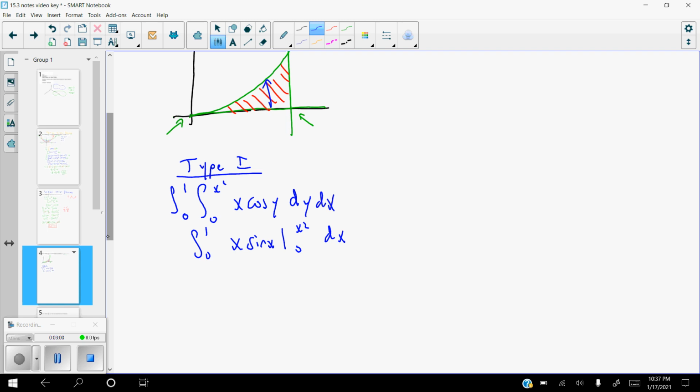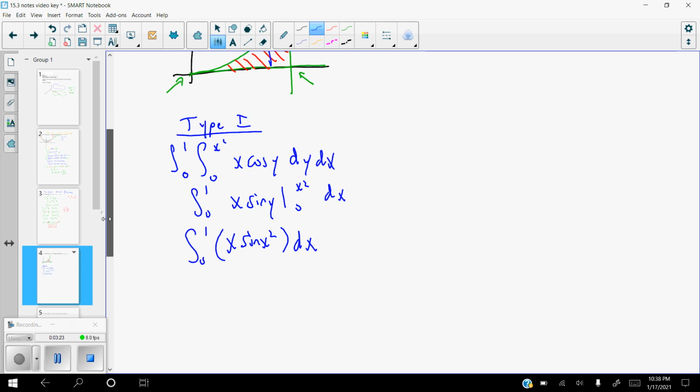Plugging in, oops, that should be a sine of y. Plugging in x squared, we're going to get x sine of x squared minus 0 times 0, which is 0. So we get the integral from 0 to 1 of x sine of x squared dx.